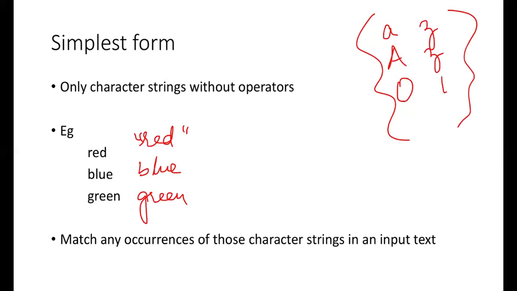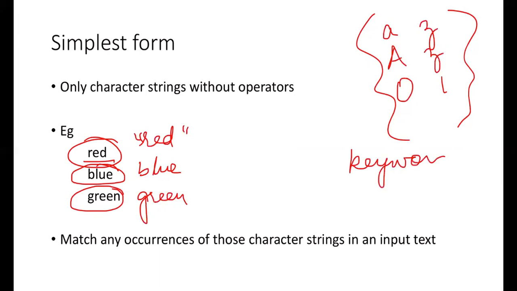Now, if anywhere in your source program there is the word, say, red, then it will find a match here. If there is the word blue in small letters, it will find a match here. If the word green is there in your input, then it will find a match here. So it matches any occurrence of those character strings in an input text. A very good example of this is the keywords of a language. If I say if, else, then, all these are keywords, so you can match them directly with this pattern. So this is the simplest form.